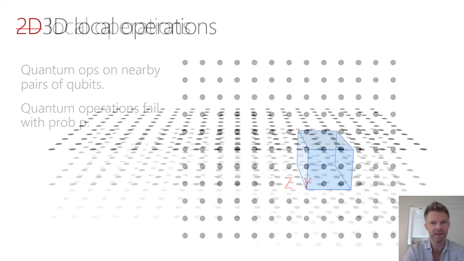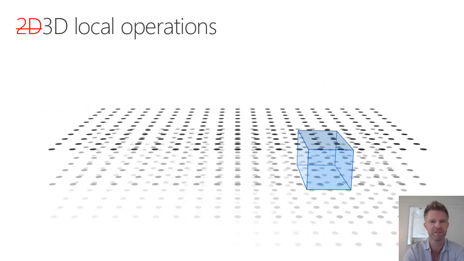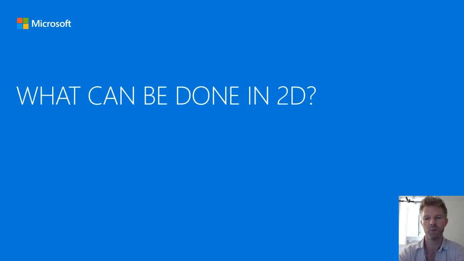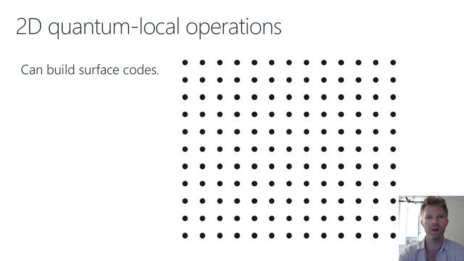So that's 2 dimensions. 3 dimensions is really the same, or the direct generalization of this is just that this little window, which slides around and tells you where your 2 qubit gates can act, is now like a little cube rather than a square. So what can be done in 2 dimensions? Well, the first thing that we can do, of course, is to build surface codes.